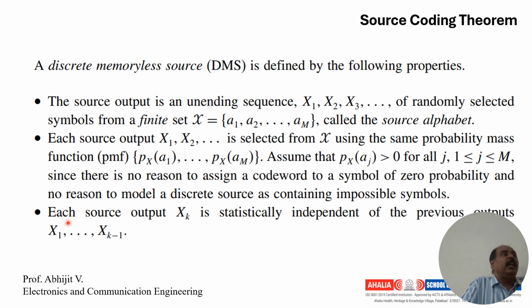So a discrete memoryless source is a source output having a sequence x1 to infinity, which is taken from another set X, which has values a1 to am. And this is called the source alphabet, in such a way that the source encoded output xk is independent of all its previous values, starting from x1 to xk minus 1.